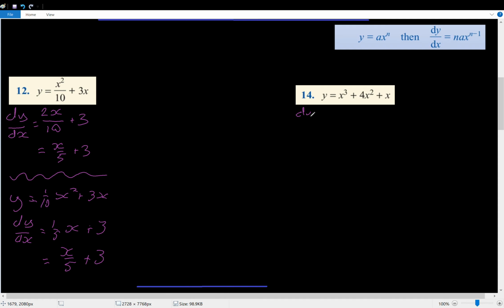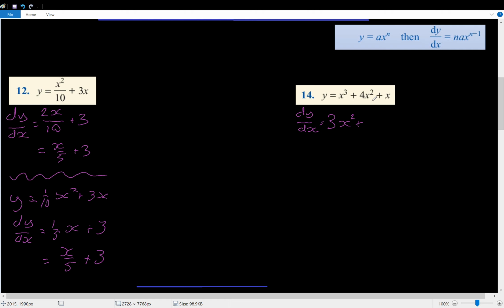So dy dx is going to be equal to, so in the first one we've got 3 times the coefficient, which is 1, so it's 3 times 1, which is 3. And we put in our x, and we reduce our power down by 1, so it goes from the power of 3 to the power of 2. And then plus here.